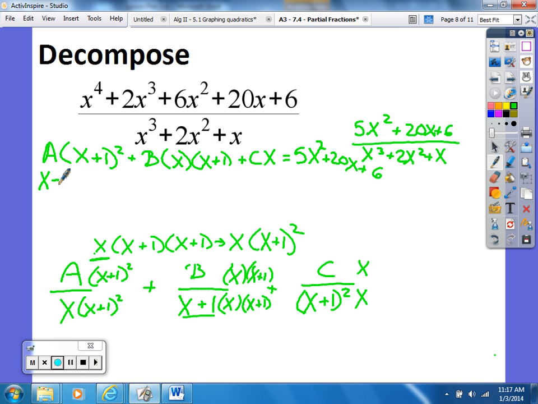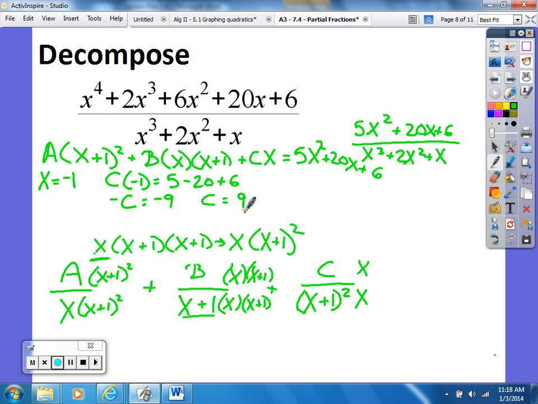So Justin said choose x equals -1. And if I do that, my A's cancel. How about my B? So I'm left with C times -1 equals, what's -1 squared times 5? 20 times -1? Plus 6, right? So negative C equals -15 plus 6, so C is, okay. I found one thing so far. And this is the thing: you have to pick one thing to find at a time.